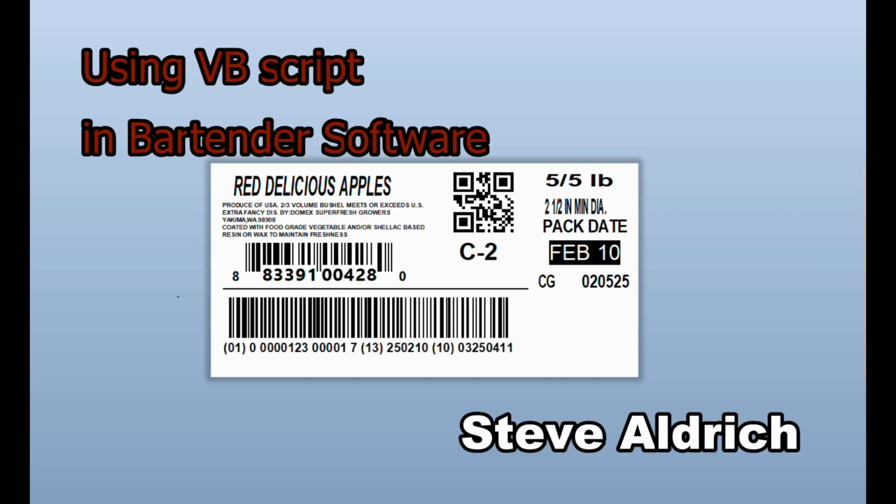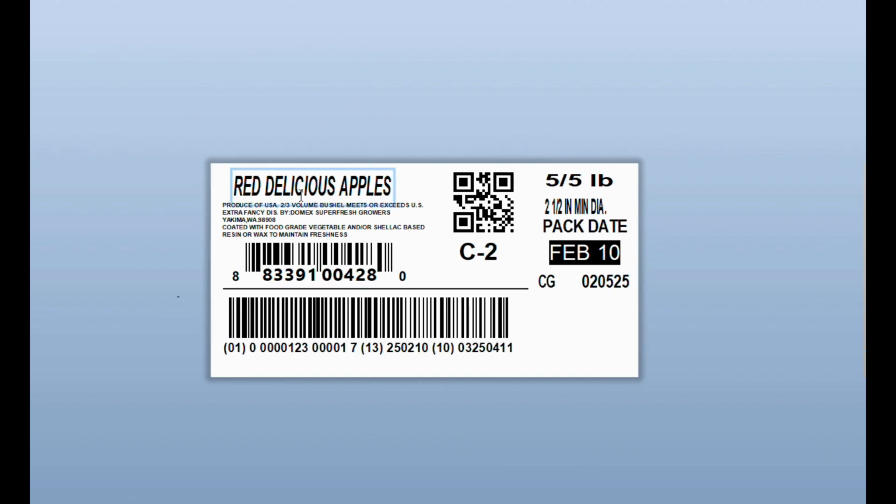Hello, my name is Steve Aldrich and I'm going to show you in this video how to use Visual Basic Script with Bartender software. On the screen you can see a label which goes on a box of apples. It shows us the name of the apple, a UPC code, a QR code.